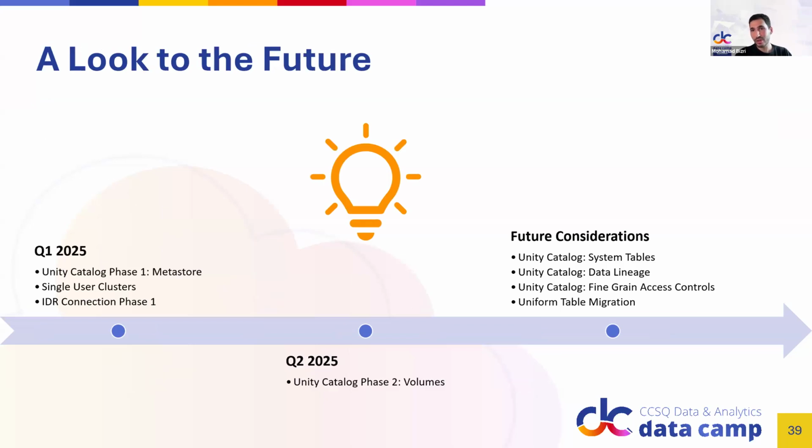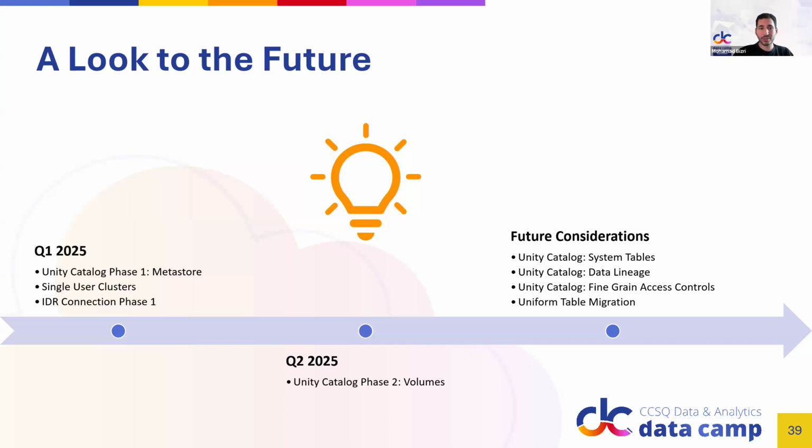Now that we've talked about where we started and where we've come from, Q1 2025, we're going to have the release of Unity Catalog Phase 1. And that phase is going to be the establishment of the metastore in the CDR as Unity Catalog. So currently it's Glue. We're going to go to Unity Catalog as our metastore. We're going to have the release of single user clusters as a part of that Unity Catalog release. And then, a much requested functionality, having a connection to the IDR. Phase 1 of that will be released in Q1 of 2025 as well.